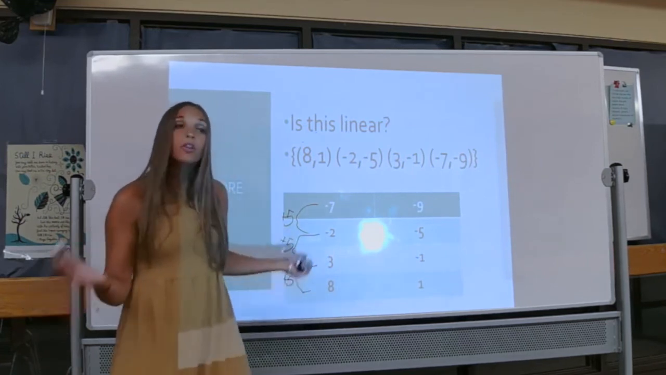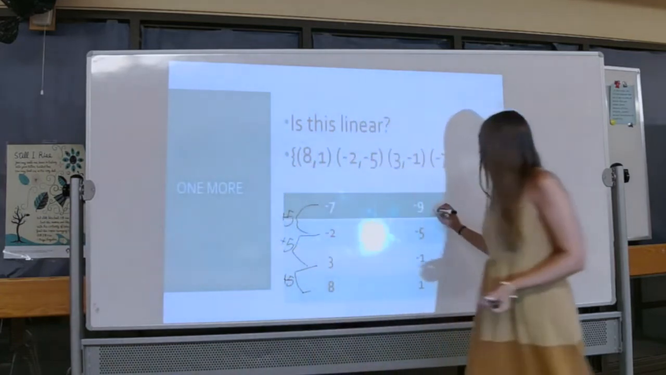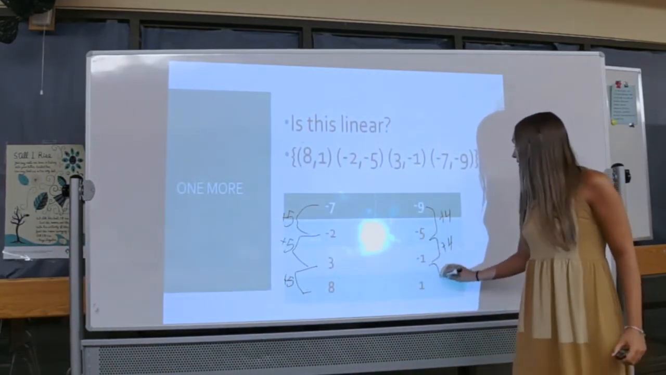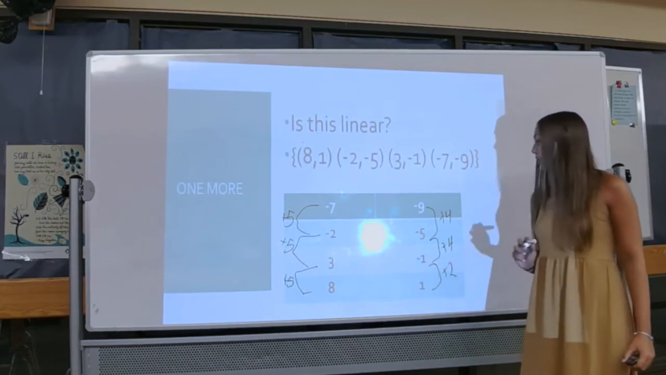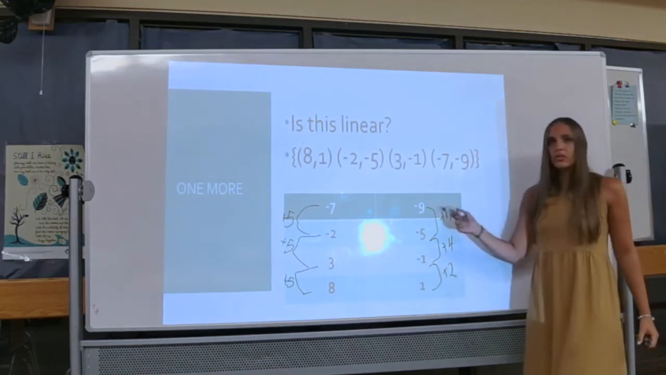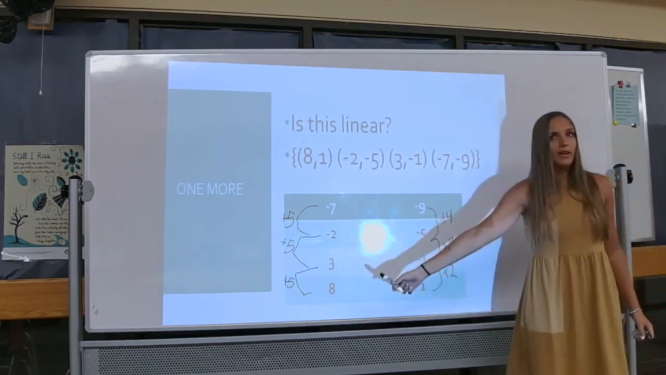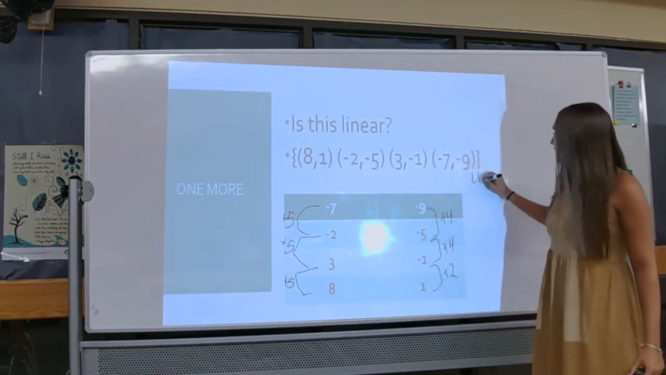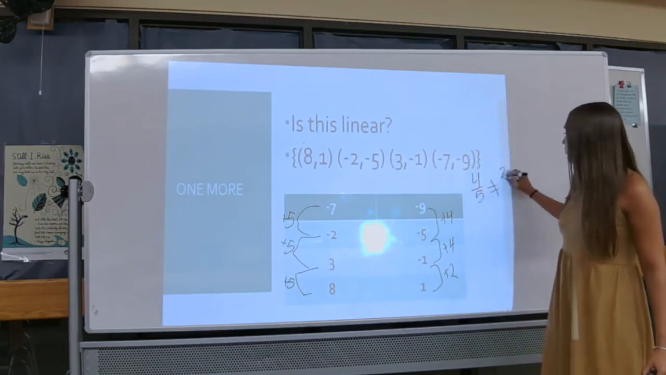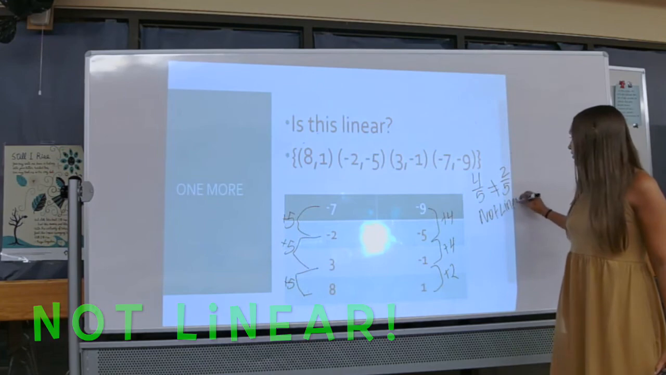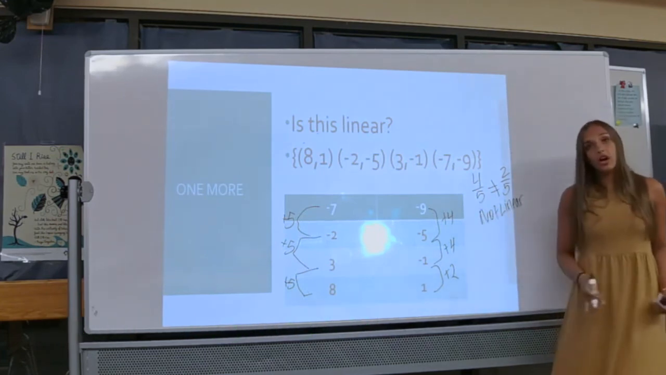So our x's are going up in a pattern that we like. This is +4, +4, and +2. So now we see we have 4 divided by 5, 4 divided by 5, 2 divided by 5. 4 divided by 5 is not equal to 2 divided by 5. So that would be not linear. We do not have a CROC.